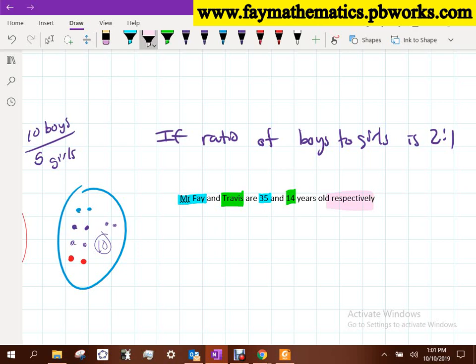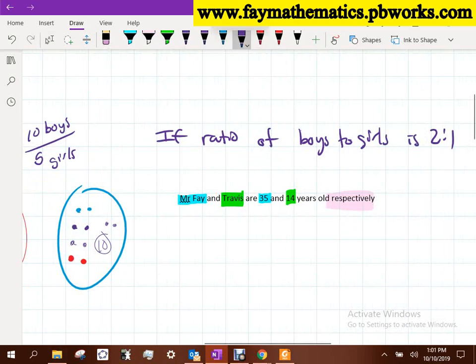So if the ratio of boys to girls is 2 to 1, now, when we say the ratio of boys to girls, because I said ratio, it kind of takes the place of the word respectively. So you know boys links to what number? 2, and girls links to 1. Okay.